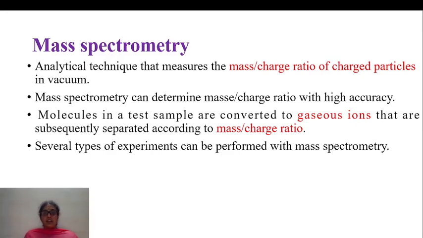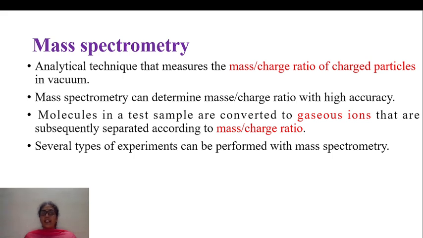In the previous class, I explained the separation and identification of proteins using mass spectrometry. Today's class is about how we use mass spectrometry for identification of protein mass. Mass spectrometry is one of the tools in proteomic analysis to study protein mass. It is an analytical technique that measures the mass-to-charge ratio of charged particles in a vacuum.